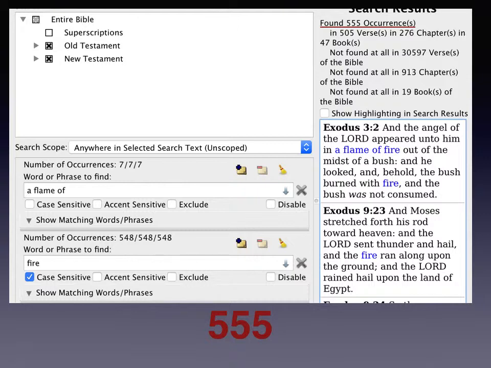The phrase "a flame of" occurs 7 times. The word fire, case sensitive, is 548 for a total of 555 times. That's 37 times 15. This is the number of times also that the word Christ occurs in the King James Bible, 555 times. A little side note here, the Washington Monument is 555 feet tall, which is 6,660 inches, both multiples of 37.